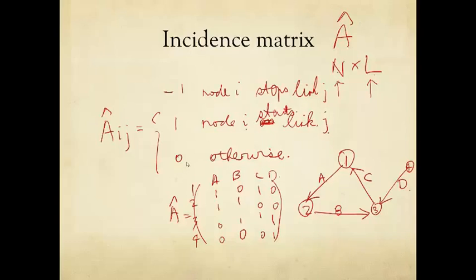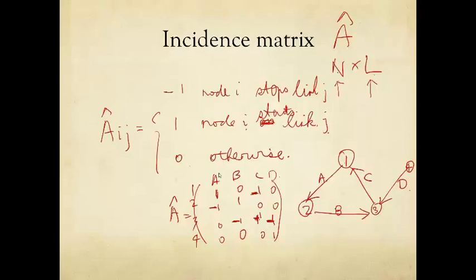In this particular example, we see that link A goes from 1 to 2, so it starts at node 1 and ends at node 2. And link B starts from 2, ends at 3. C is from 3 to 1, so from 3 to 1 should be positive at 3. And D is from 4 to 3. The starting point is positive 1, the ending point is negative 1, and 0 everywhere else.